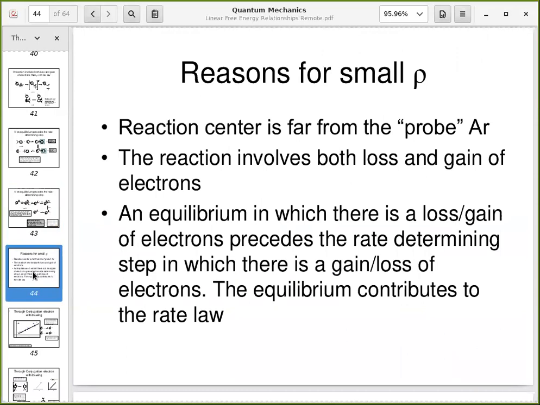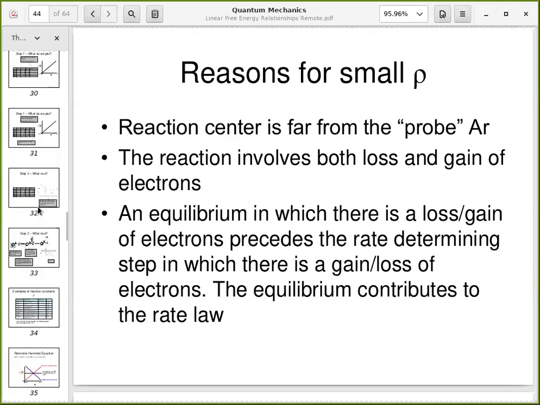The reaction center could be far from the probe, or the reaction involves both loss and gain of electrons, or there's an equilibrium in which there's a loss or gain of electrons, which precedes a rate determining step in which there's a gain or loss of electrons. The equilibrium contributes towards the rate law.